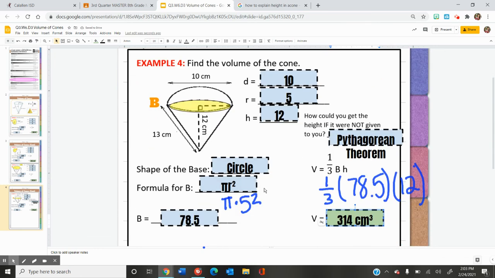So that was finding volume of cones. Go ahead and complete your assignment. If you have any further questions, please feel free to reach out to us.